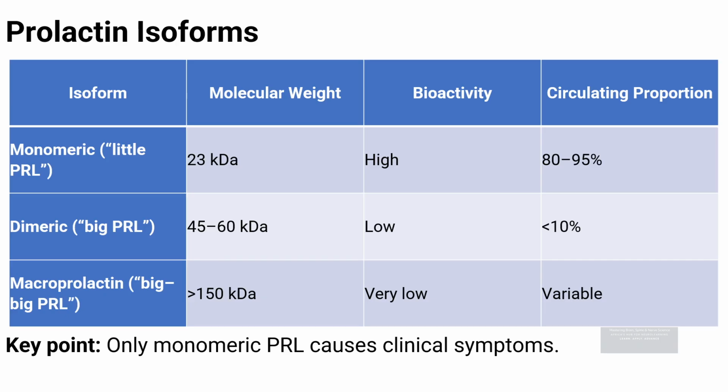The largest form is macroprolactin, also known as big prolactin, with a molecular weight greater than 150 kilodaltons. Because of its size and reduced ability to interact with prolactin receptors, macroprolactin has very low biological activity. Its proportion in the circulation varies widely between individuals and populations. The key clinical takeaway is that only monomeric prolactin is responsible for the classical symptoms of hyperprolactinemia. This distinction is critical because total prolactin levels can be elevated due to macroprolactin without causing the expected clinical manifestations, leading to potential misdiagnosis if isoforms are not considered.